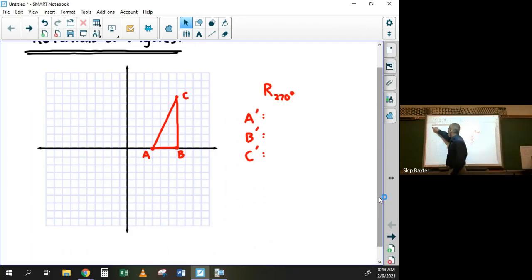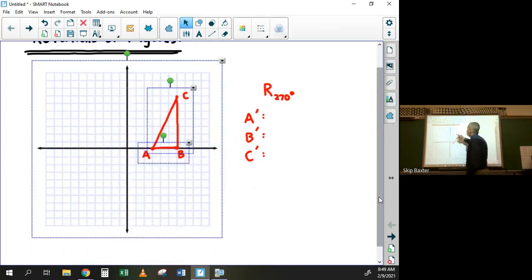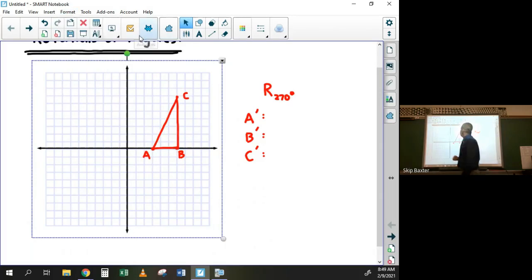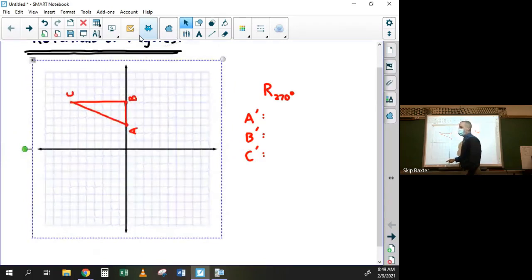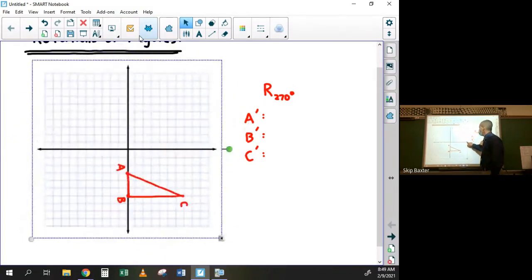So on the smartboard here, I have to actually group these things together so I can rotate them. Okay. So 270 degrees is like 3/4 of a turn, right? So if I do a quarter turn, that's 90 degrees counterclockwise. And then another 90 degrees would be 180. And then a third 90-degree chunk would be 270.